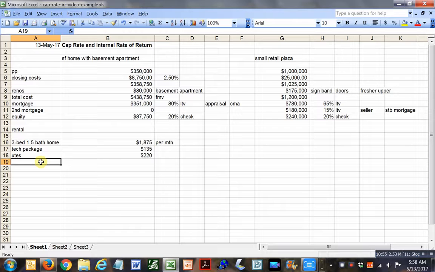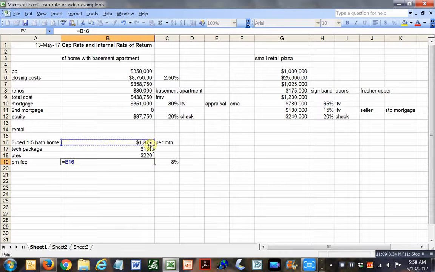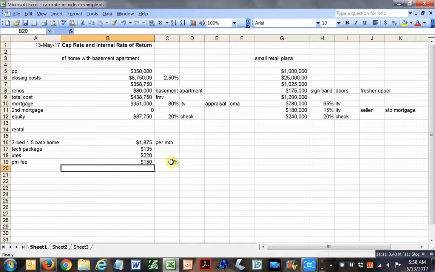So you have some utilities, you have your tech package. Oh, maybe you charge them some property management fee. I don't know, we'll charge, say, 8% for that. And so multiply by 8 and hit the enter key. So $150 a month. So the rent you're getting from the upstairs is around $2,300, and that's pretty typical in Ottawa. And now in various U.S. towns it might be quite a bit lower.